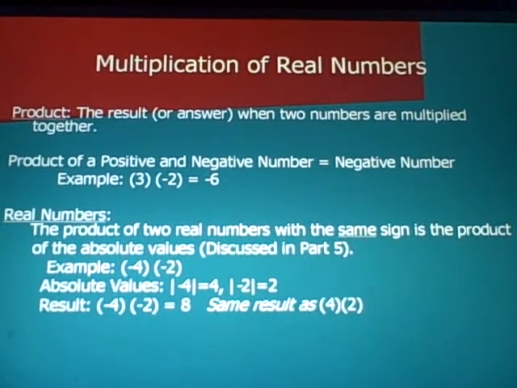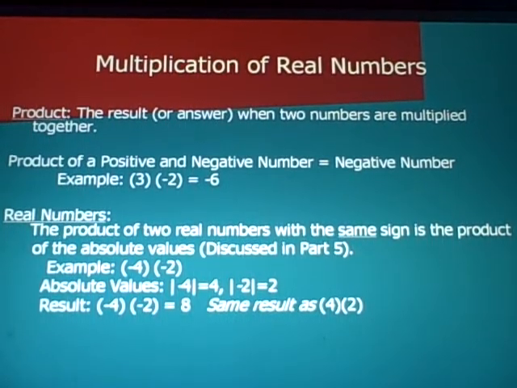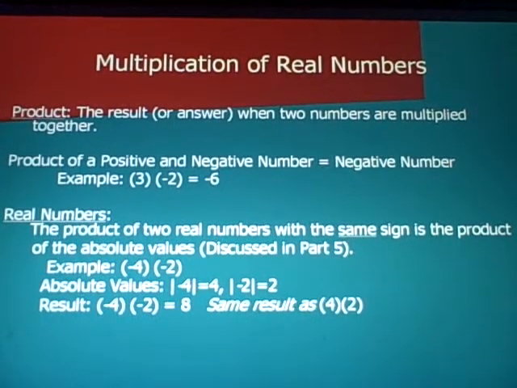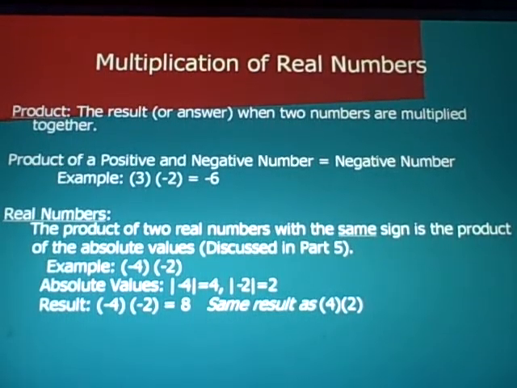So let's bring real numbers back in. The product of two real numbers with the same sign, either positive or negative, is the product of their absolute values. We've discussed absolute values in the 5th video. So here's our example, minus 2 times minus 4. The absolute values of both of those numbers are 4 and 2. So minus 4 times minus 2 is 8, which is the same result as 4 times 2, which equals 8. That may not be as helpful, but that's the theory behind multiplication of real numbers with the same sign.